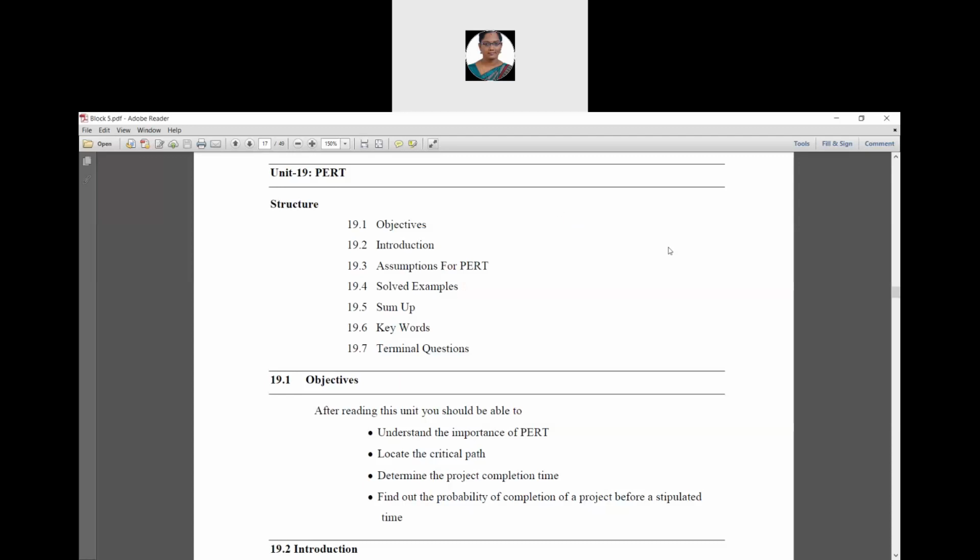Hello everyone. Here we are going to see Block 5, Unit 19. PERT means Program Evaluation Review Technique. The structure of this unit is objectives, introduction, assumption for PERT, solved examples, sum up, keywords, and terminal questions.